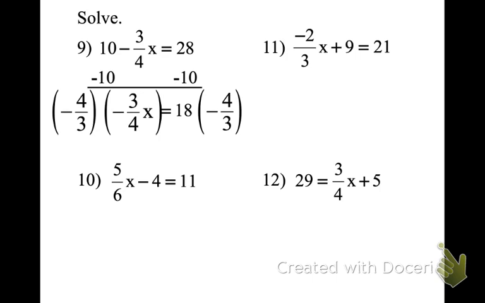Now remember, I'm drawing my line here so I can cross cancel. These cross cancel. Negative times negative makes a positive. Over here, 3 goes into 3 once and into 18 6 times. So 6 times negative 4, x is equal to negative 24. Okay, pause the recording and try 10, 11, and 12.